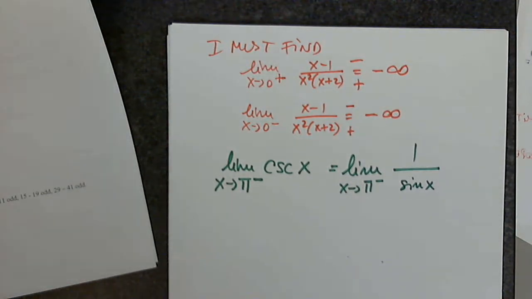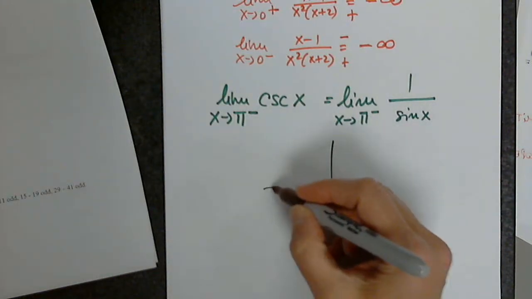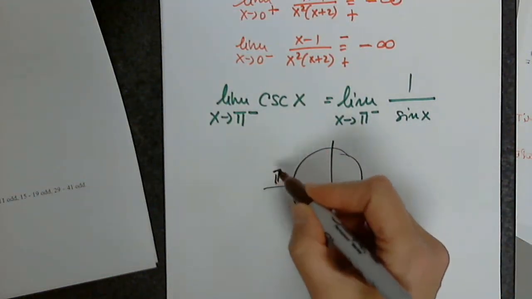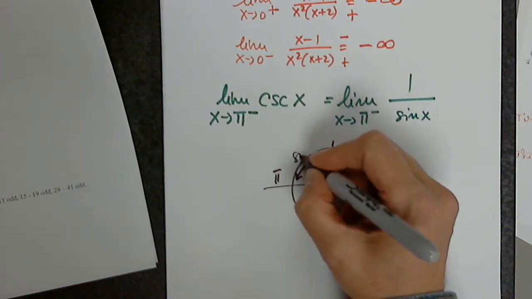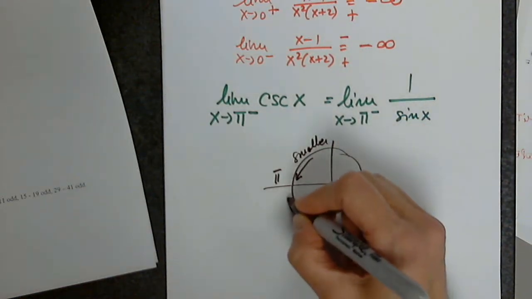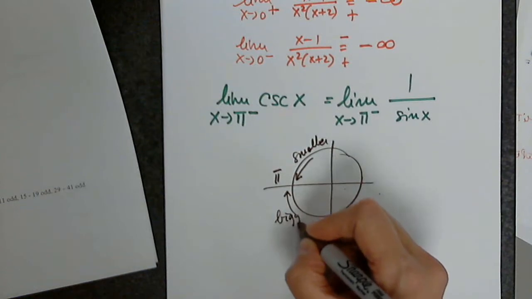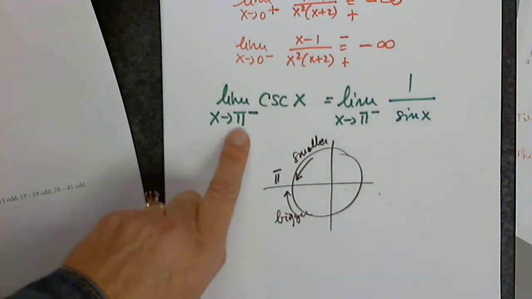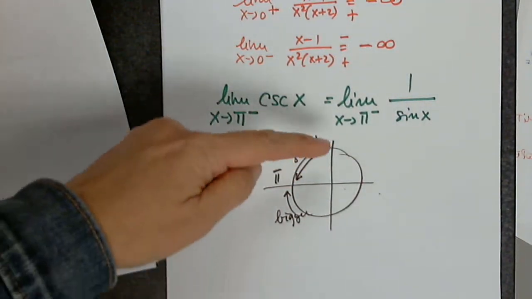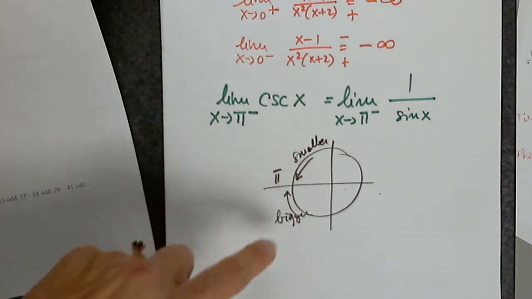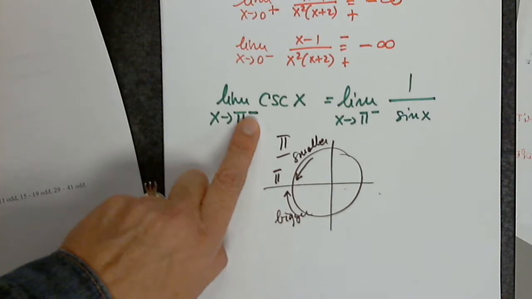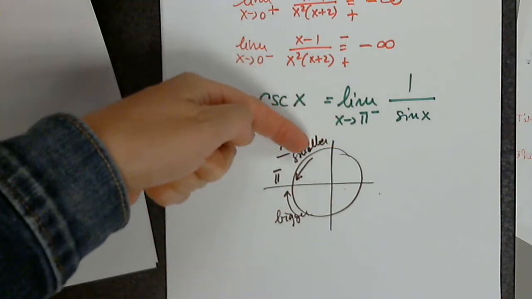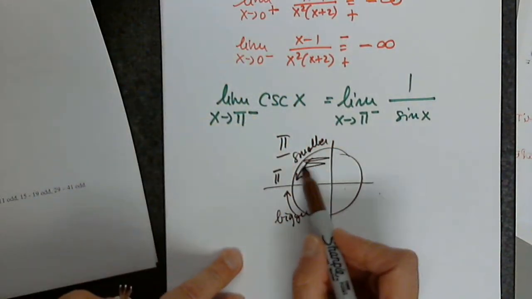I have to plug in pi to see what happens. So here is pi. Here is pi smaller, and here is pi bigger. So it says pi from the left, which means we are in the second quadrant, because it's smaller than pi. Pi smaller than pi is in the second quadrant. So we are talking about this.